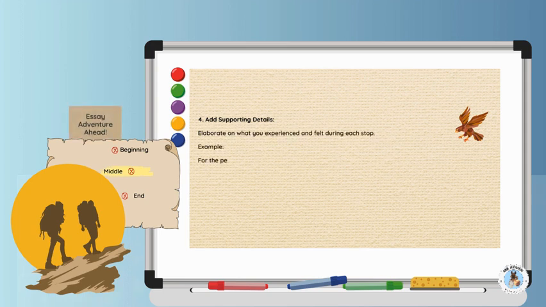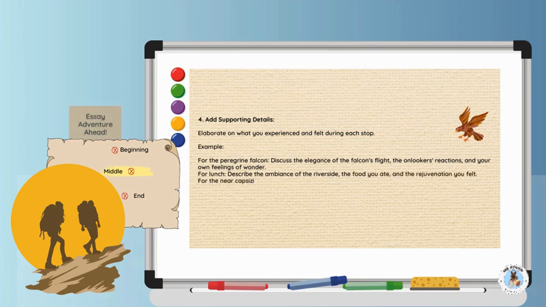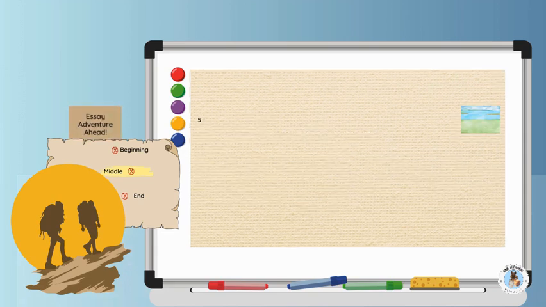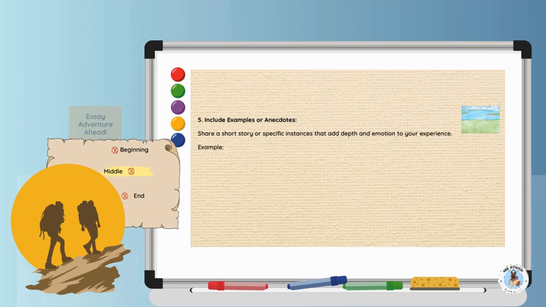4. Add supporting details. Elaborate on what you experienced and felt during each stop. Example, for the peregrine falcon, discuss the elegance of the falcon's flight, the onlookers' reactions, and your own feelings of wonder. For lunch, describe the ambience of the riverside, the food you ate, and the rejuvenation you felt. For the near capsizing, talk about the surprise of the current, the adrenaline rush, and the relief after stabilizing the kayak.